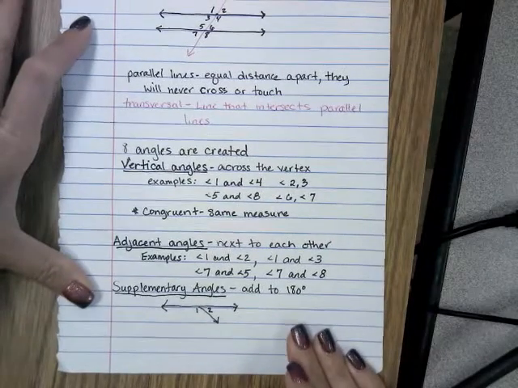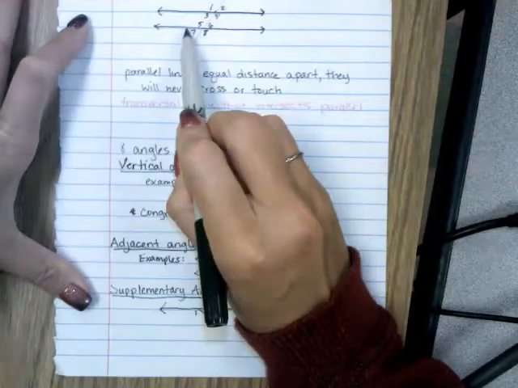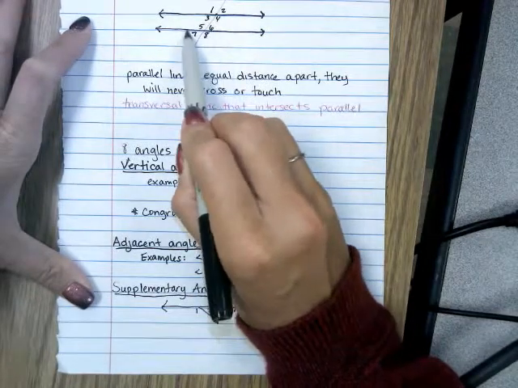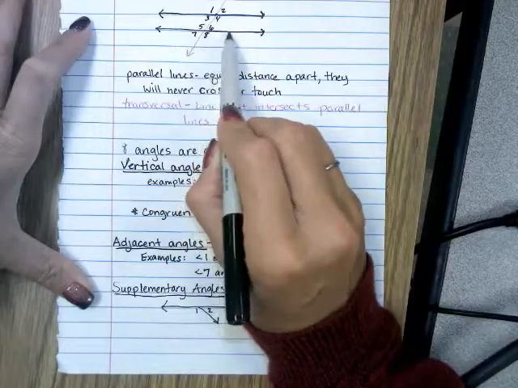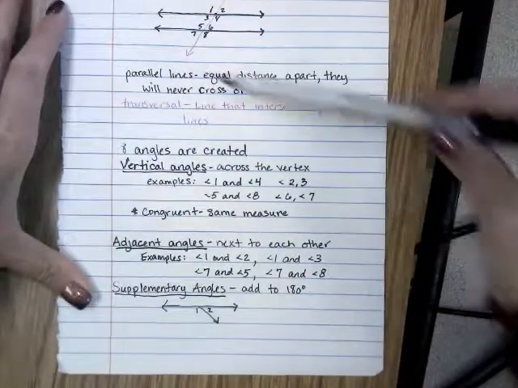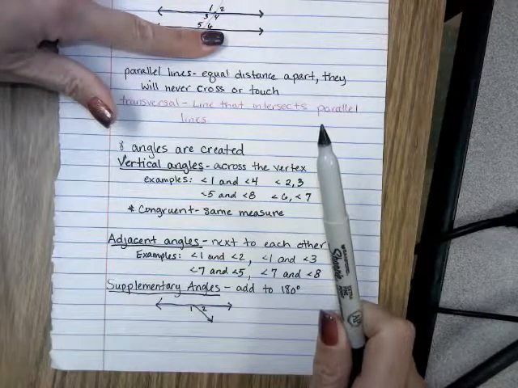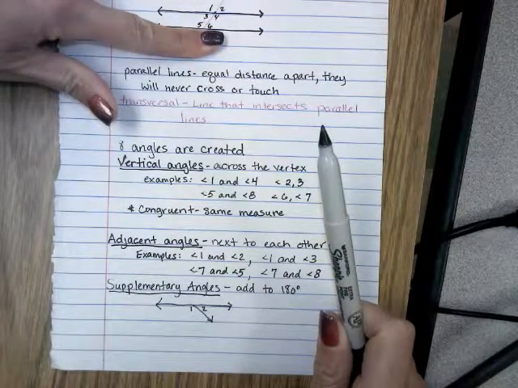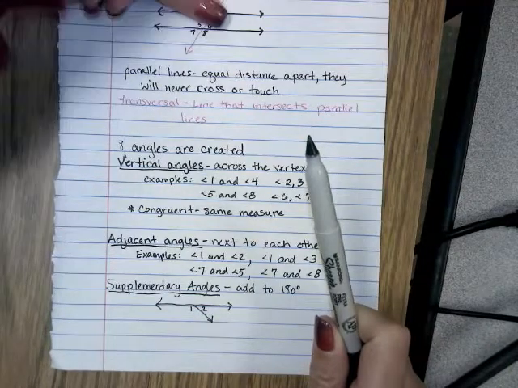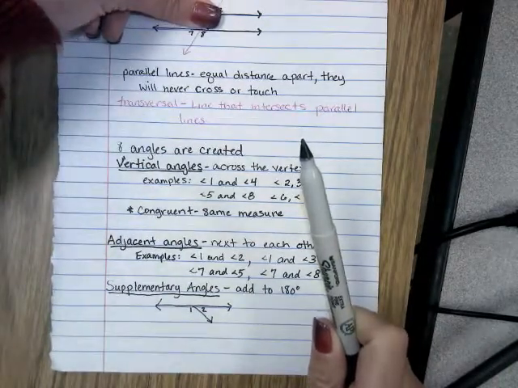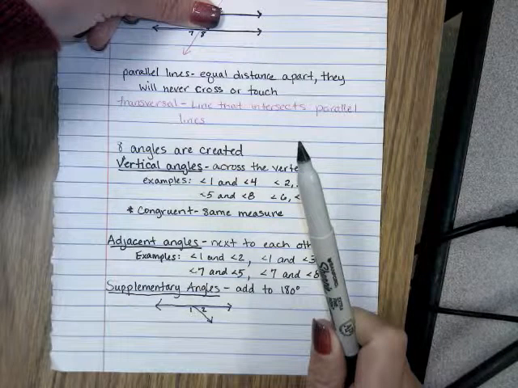So if we look back at our diagram, I form this transversal on the bottom, this parallel line on the bottom. 5 and 6 create a straight line above that parallel line. They are supplementary angles. They also happen to be adjacent. Angles 7 and 8 create a straight line. They also happen to be adjacent angles.